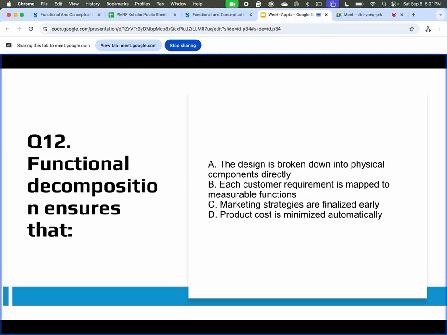It does not directly minimize cost or finalize marketing strategy; those are later activities. Nor does it immediately create physical components. Its main contribution is turning fuzzy needs into measurable, testable, functional goals.